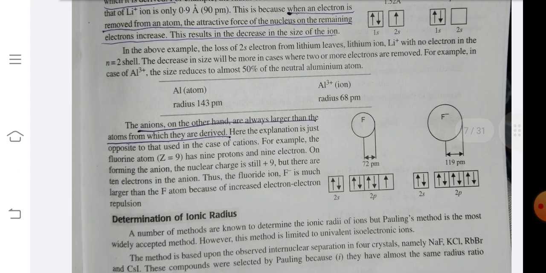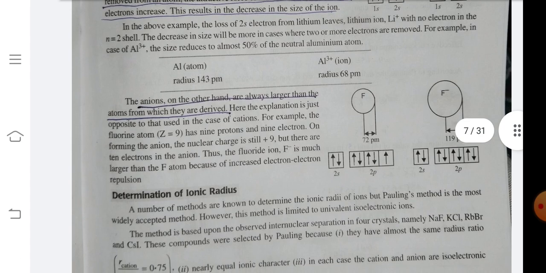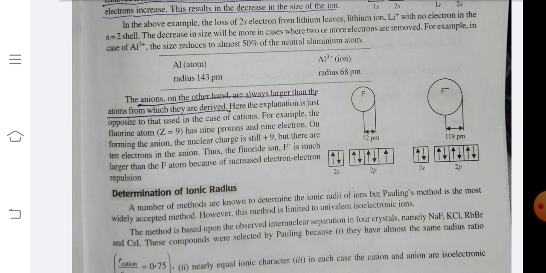In the above example, the loss of the 2s electron from lithium leaves the lithium ion Li+ with no electron in the n equals 2 shell. The decrease in size will be more in cases where 2 or more electrons are removed. For example, in case of Al3+, the size reduces to almost 50% of the neutral aluminium atom. The radius of aluminium is 143 picometer and the Al3+ radius is 68 picometer.